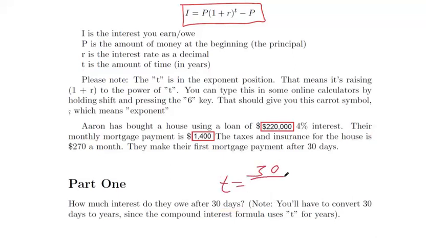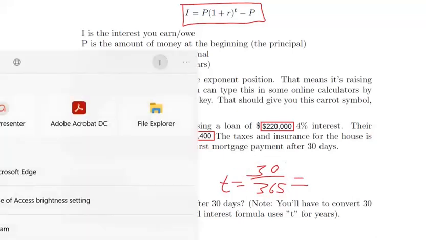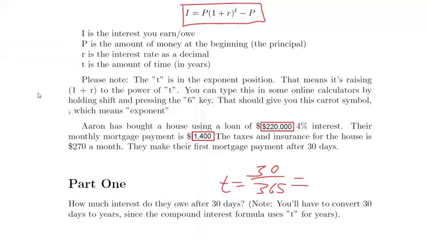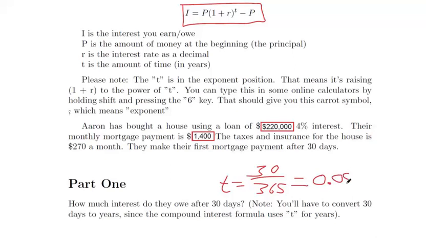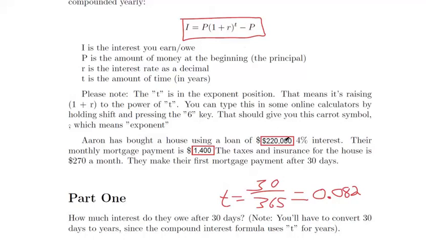This is the fraction of a year we're talking about, right? 30 days out of 365 days in a year. So that's approximately, where's my calculator? Divided by 365, that's approximately 0.082. You can round to the third decimal place if you want. Okay, so we need to plug that in for t in the formula. We need to plug this in for our principal because that's the starting amount of the loan. And the interest rate is 0.04 as a decimal. So we need to plug that into the formula.